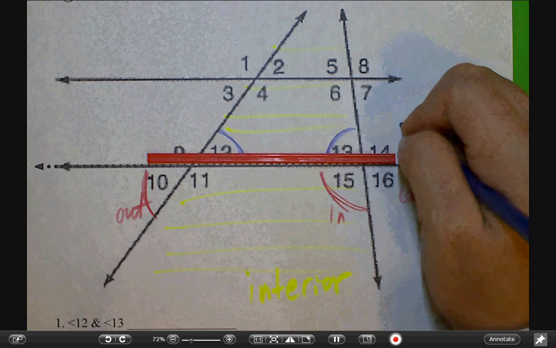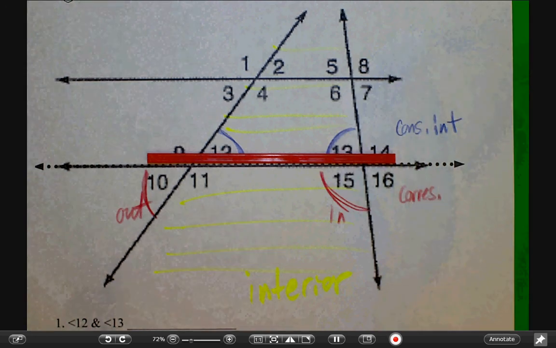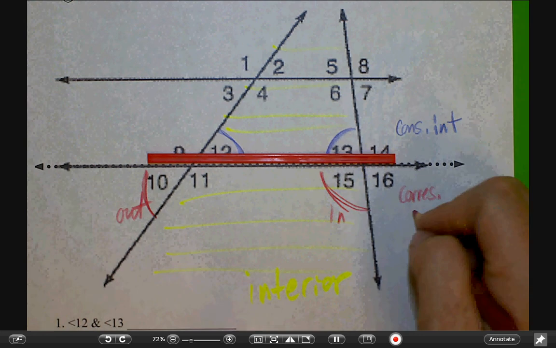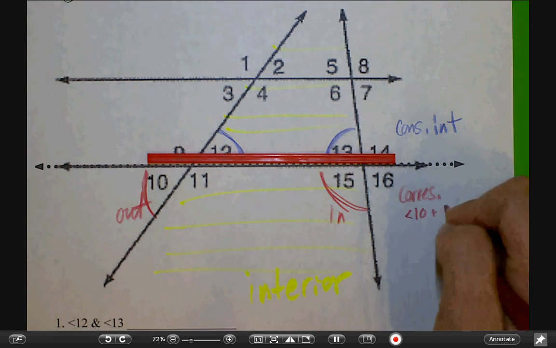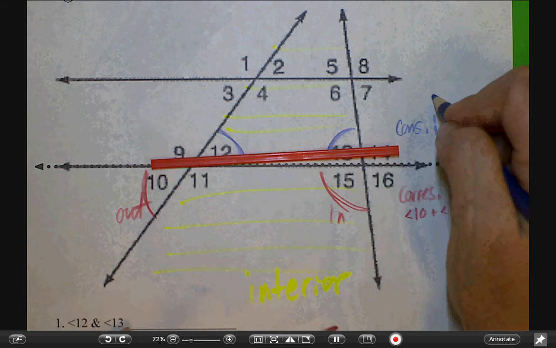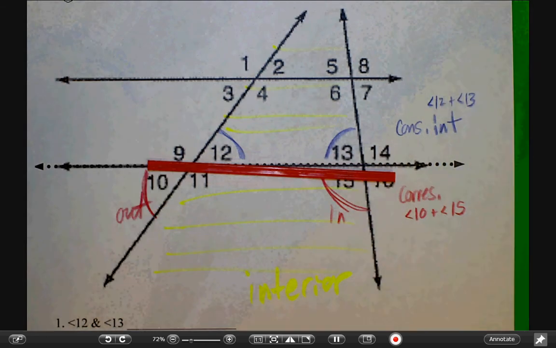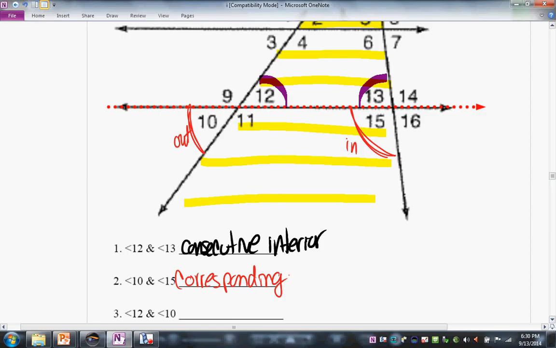The purple ones were consecutive interior. Angle 10 and angle 15 were corresponding, and angle 12 and angle 13 were consecutive interior. Let's keep going. We want 12 and 10.